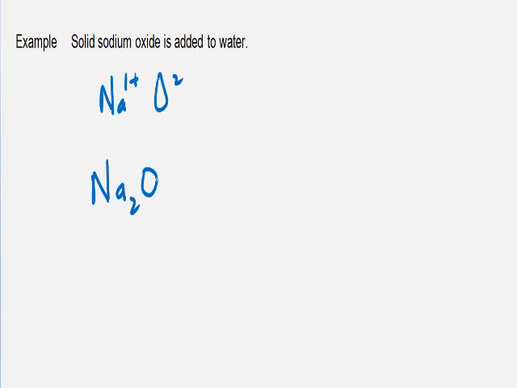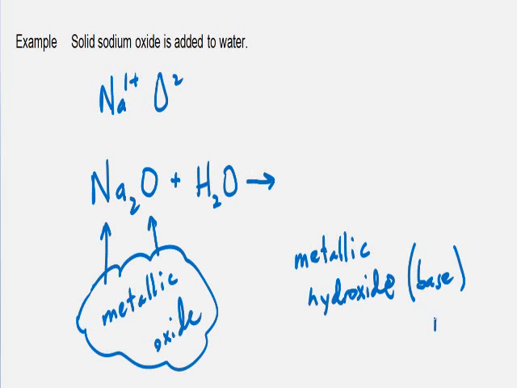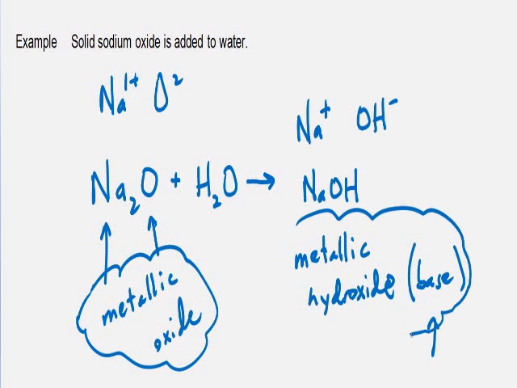our sodium oxide. That combines with water, and this is a metallic oxide because sodium is a metal atom, and it's combined with oxygen. When a metallic oxide combines with water, we make a metallic hydroxide. A metallic hydroxide would be a base. Now, a metallic hydroxide, because our metal here is sodium, we're going to have a sodium ion and a hydroxide ion, so our product would be NaOH for sodium hydroxide, and that would be our metallic hydroxide or base that gets formed in this combination or synthesis reaction.